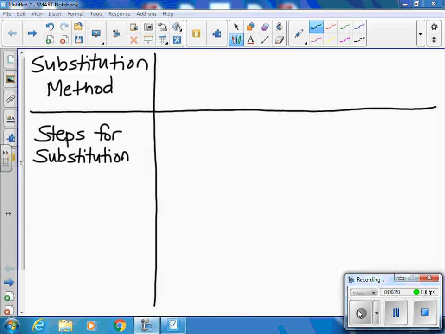So the first thing I want to take the time and do is write down the steps for substitution. They are going to sound foreign to you, but just write them down, and then I promise that I will explain them as we go through the examples, and it should make more sense once you see the examples happen.